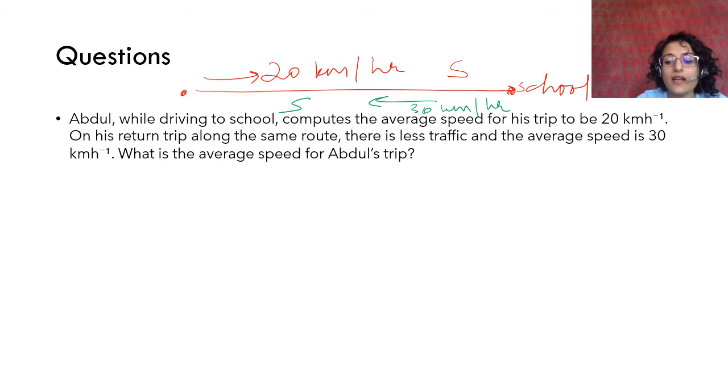आप इसमें क्या गलती कर सकते हो? You can make the mistake of saying that we will just take the arithmetic mean. क्योंकि इधर वो 20 में चला, इधर वो 30 में चला, so it will become 25. No, don't make that mistake.